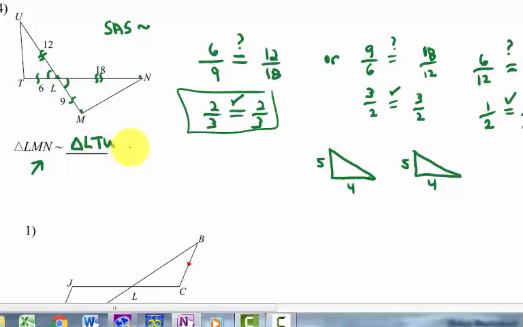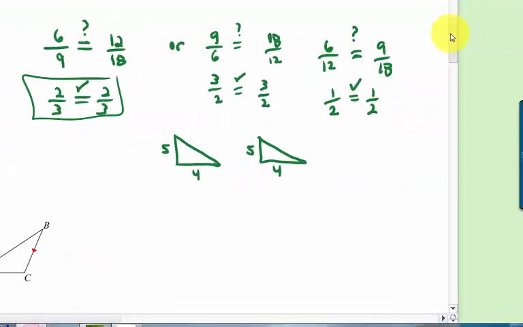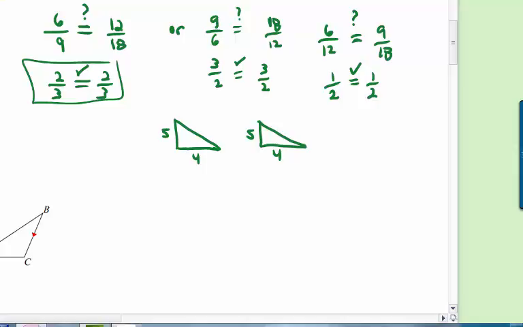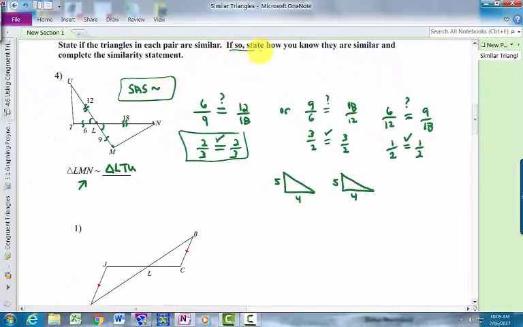If you do them out of order, you're incorrect. That's the only thing that you should put for the answer. I put side angle side similarity because it says if so, state how they are similar. So you got side angle side similarity, and then you got triangle LTU, and then that would complete the answer. Question over here. Do you have to put the triangle symbol? Yes. You don't want to just write the 3 letters, LTU.